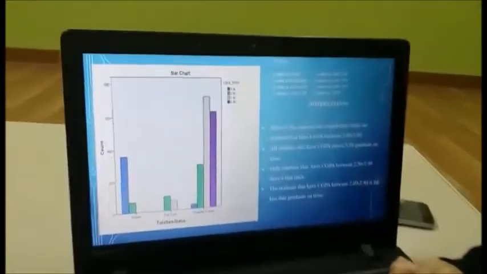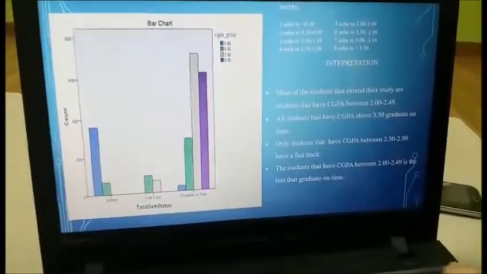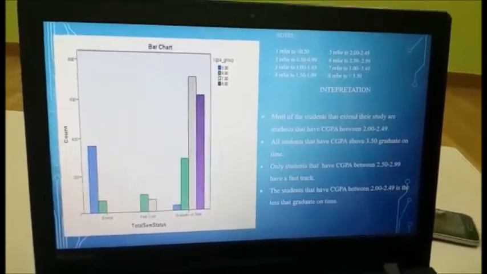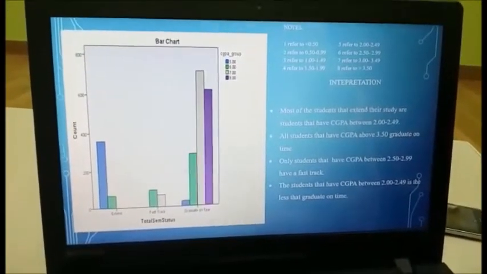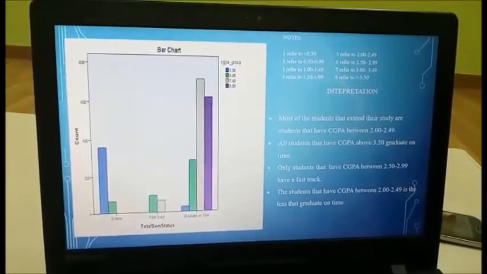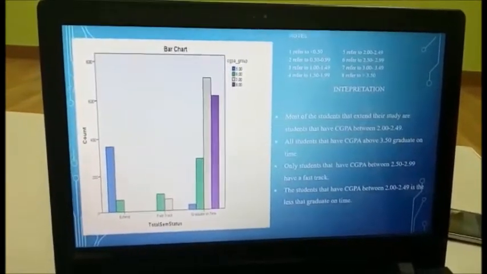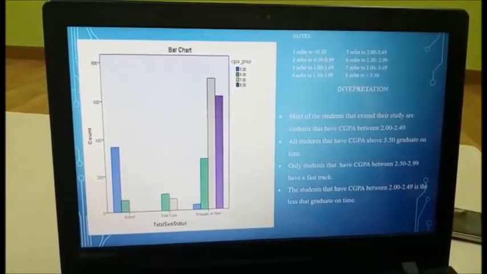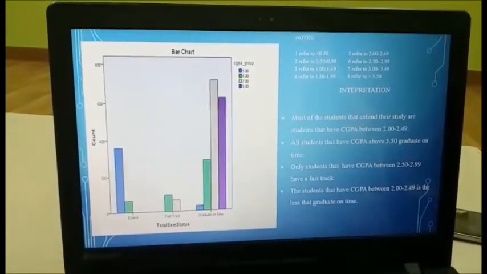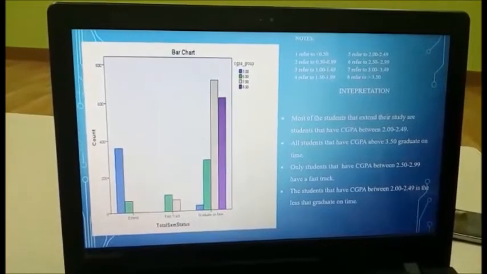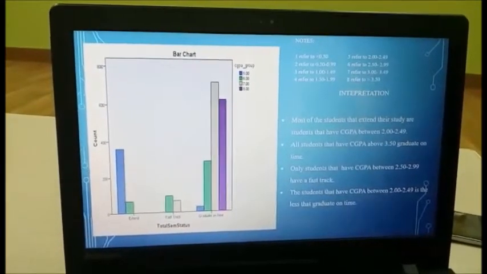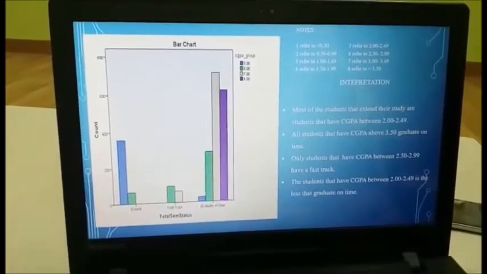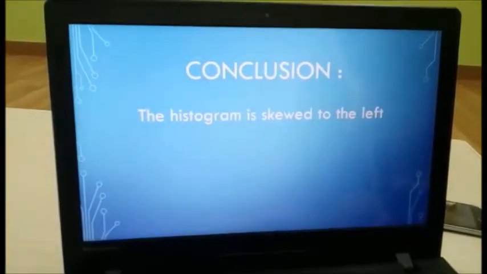Most of the students that extend their study are students that have CGPA between 2.0 until 2.49. All students that have CGPA above 3.5 graduate on time. Only students that have CGPA between 2.5 until 2.99 have a fast track. The students that have CGPA between 2.0 until 2.49 is the last that graduate on time. Conclusion: the histogram is skewed to the left.